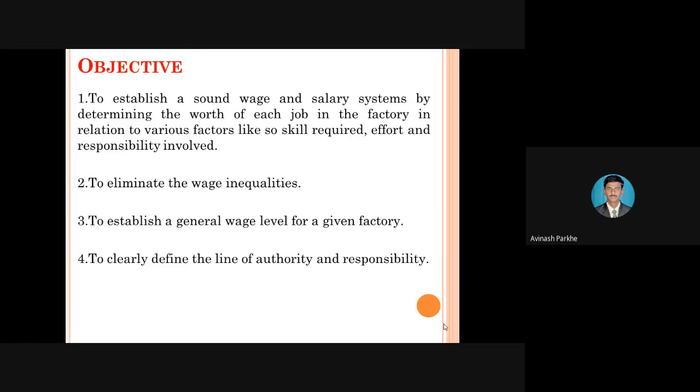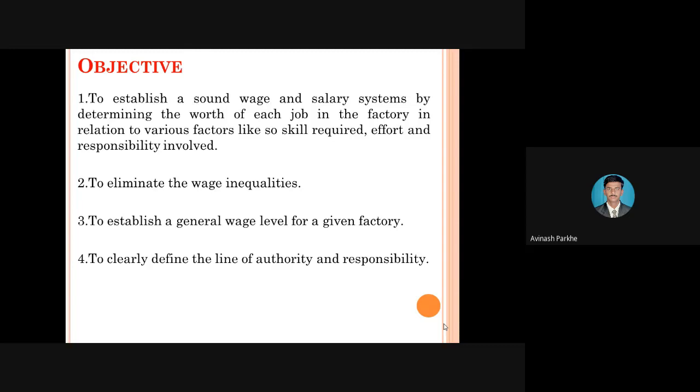Such types of inequalities should not be there. Out of 100, if 50 workers are working in an effective manner, for all 50 workers we have to give the same wage amount. And the remaining 50 workers, who are not working in an effective manner, we can give some additional amount, maybe 2,000, 3,000, like that, as wages to them.